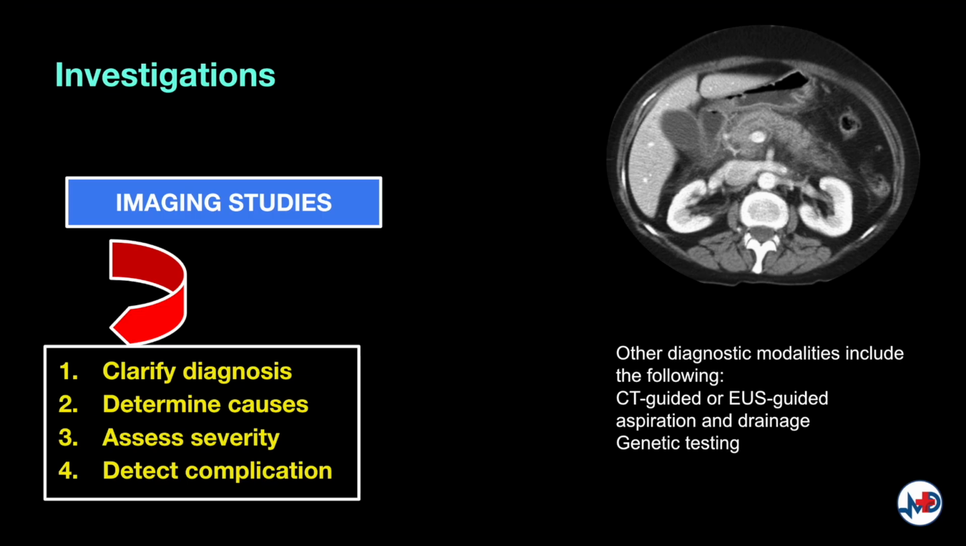Imaging studies play an important role in acute pancreatitis. They are used to clarify diagnosis when the clinical picture is confusing, to determine the possible causes, to assess the severity, and thus to determine the prognosis, and finally to detect complications of pancreatitis.